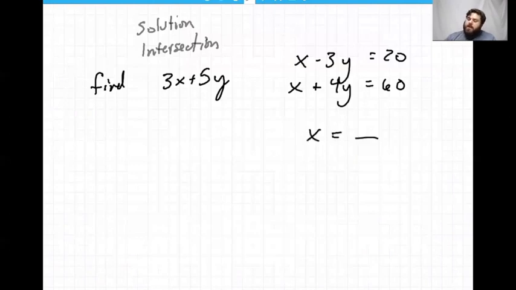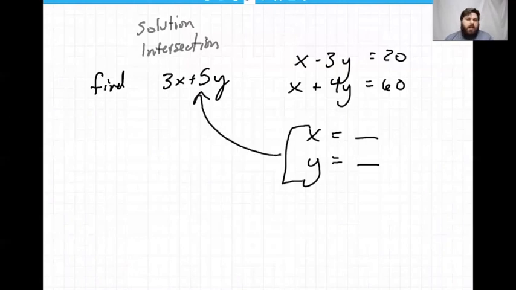Find your x and find your y, and then take those values and plug them into here and find the value of that expression, okay? That's pretty easy to do. So solve it like normal, then plug in your x and plug in your y to get a number.